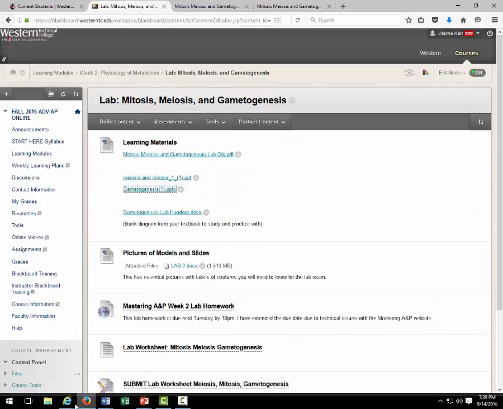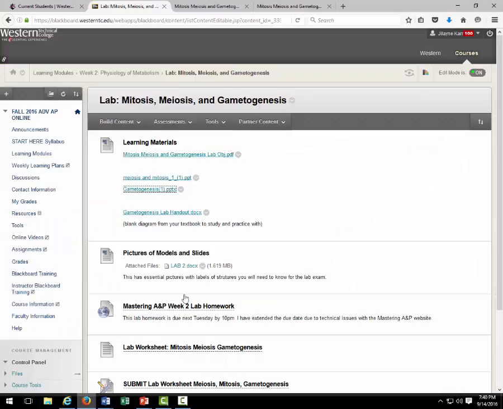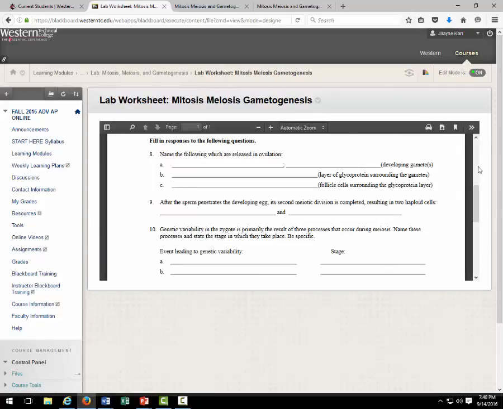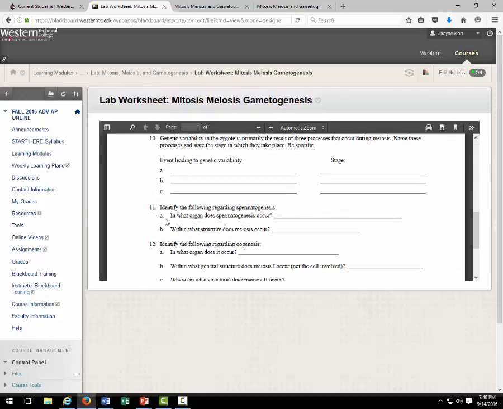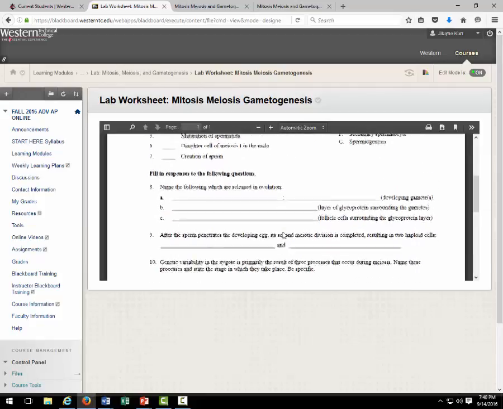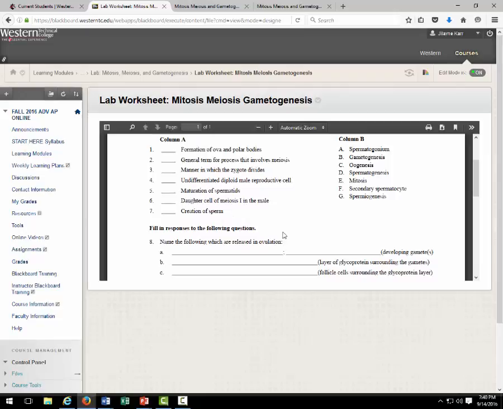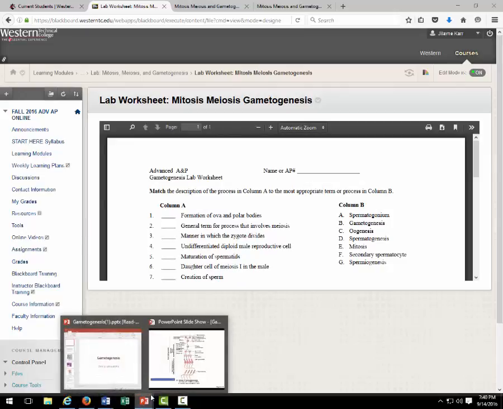And they're often swimming. All right, so let's look at the worksheet. So number 11, in what organ does spermatogenesis occur? The organ, testes, and the structure? Seminiferous tubules, good. And then we'll go through the rest of these after we finish up oogenesis.